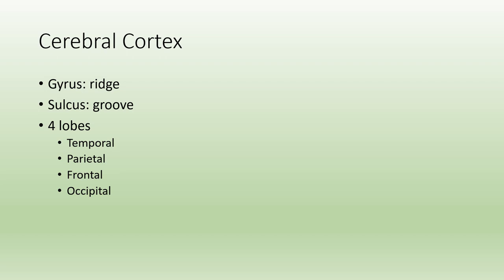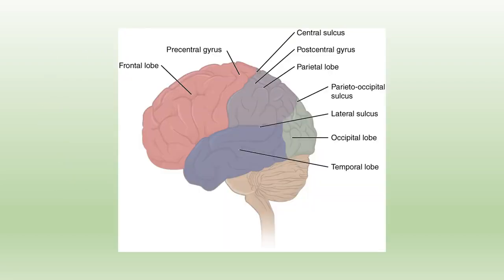The cerebrum itself is divided into different lobes or different sections. There are 4 lobes. In some books you will see a 5th lobe. We'll go with what this textbook is using, which is 4 lobes: the temporal, parietal, frontal, and occipital. You can probably guess by their names where they're going to be located. As you can see here, it's color-coded, this kind of pinkish red color. This is the frontal lobe. You have the parietal lobe, you have the temporal lobe, and then the occipital lobe.